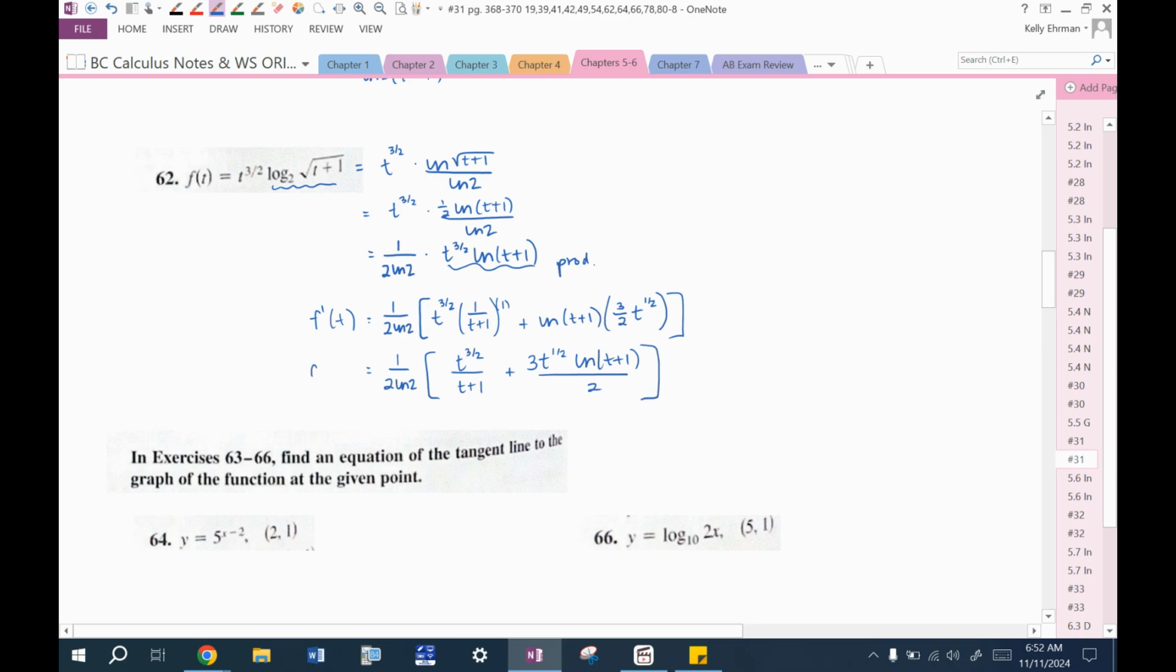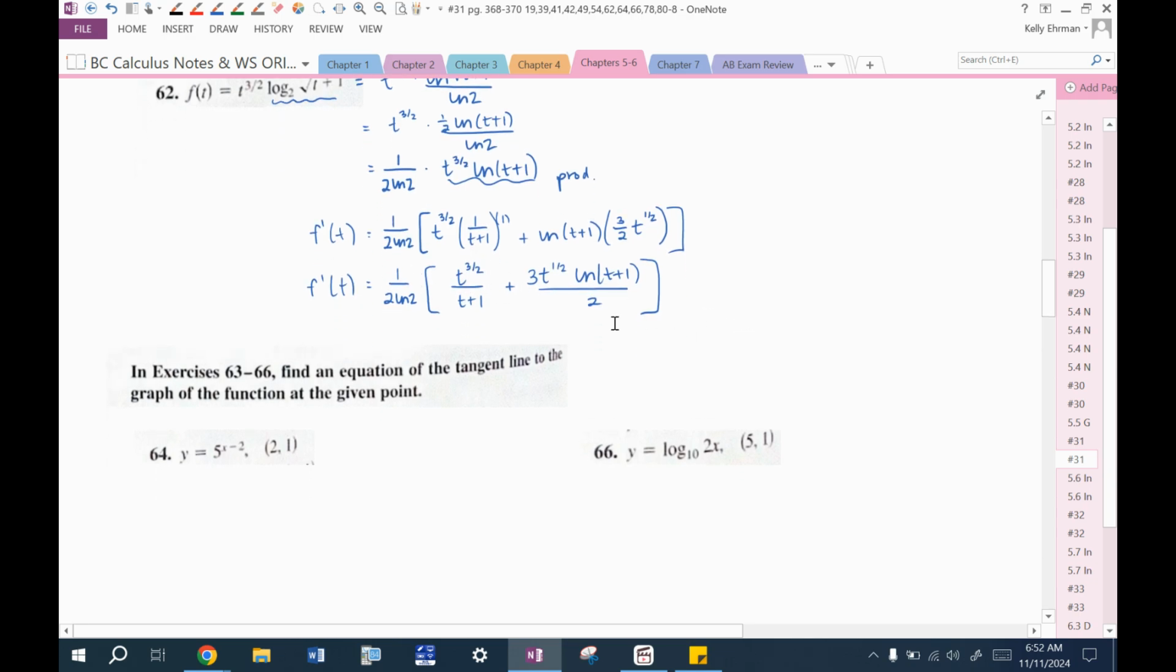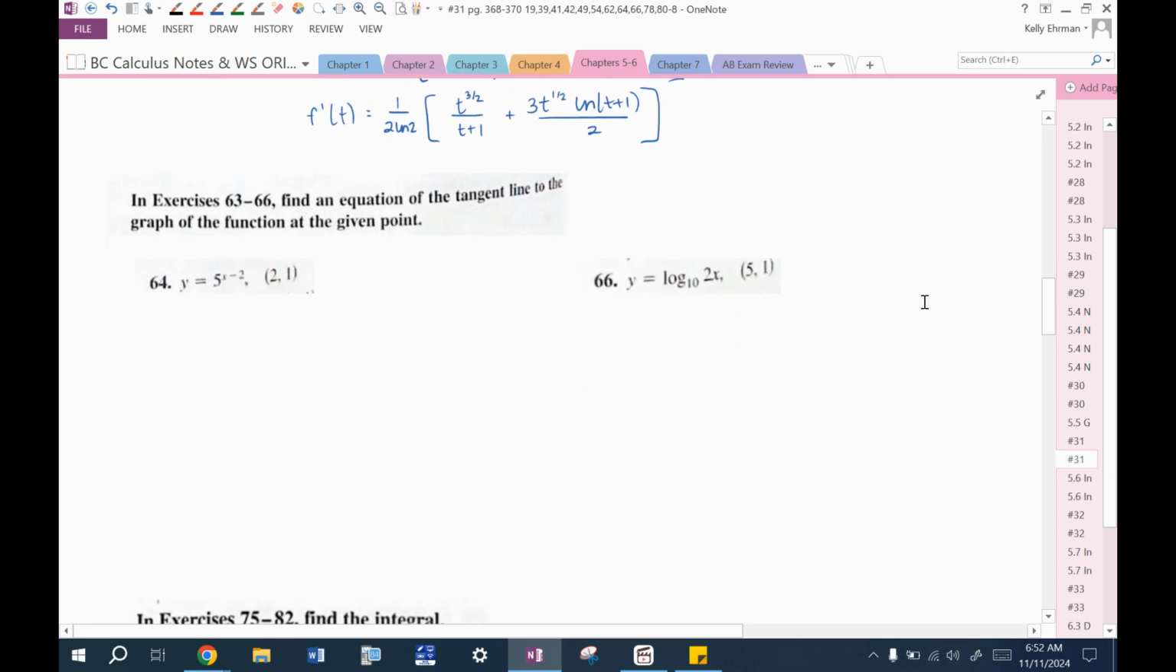I'm not going to work on simplifying this too much because we're not doing anything with these. We're not setting it equal to 0, so I don't want to spend too much time simplifying this, but I could factor out a t to the 1/2 and probably set up a common denominator or something, but we'll just leave it at that. All right, for this one, find an equation of the tangent line at the given point.